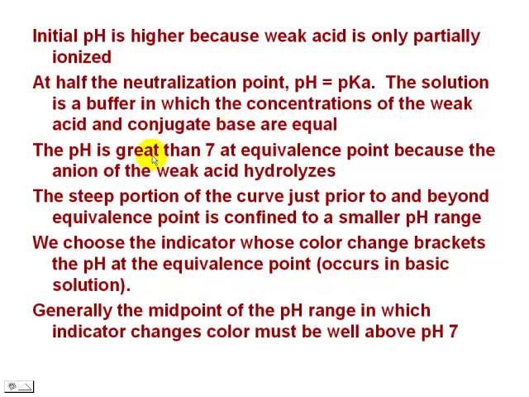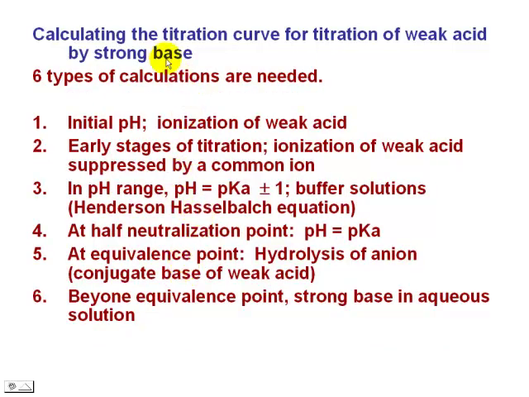The pH is greater than 7 at the equivalence point, again, because the anion of the weak acid will hydrolyze. The steep portion of the curve just prior to and beyond the equivalence point is confined to a smaller pH range. And again, I won't repeat what we said about choosing the indicator. We did talk about indicators in a previous lecture video. Let's go ahead and move to a problem here.